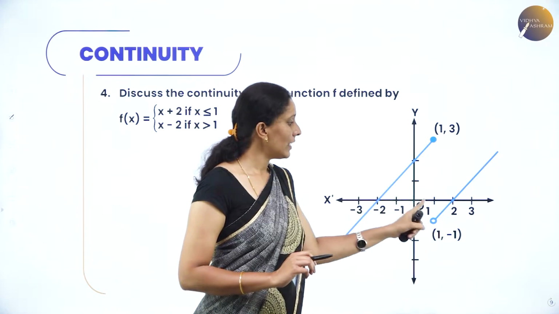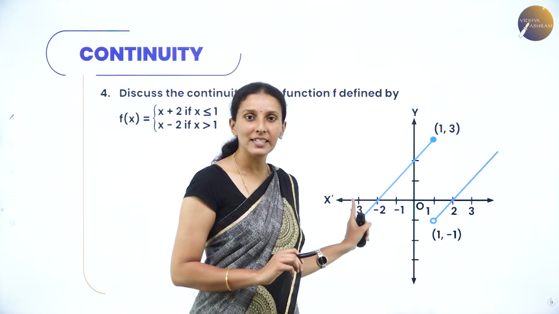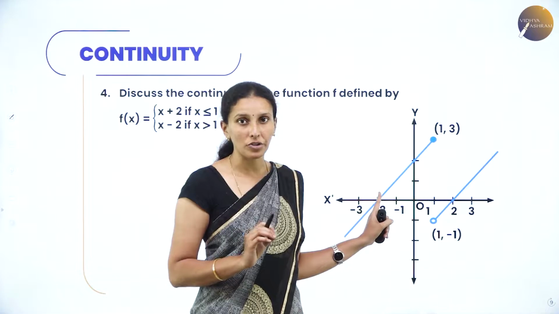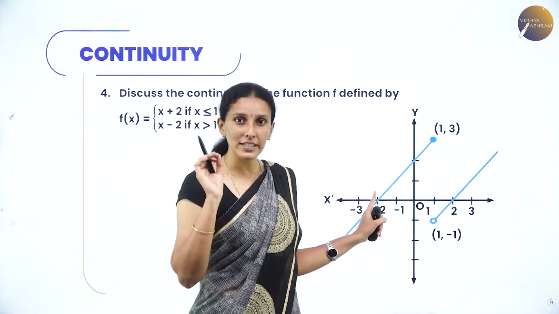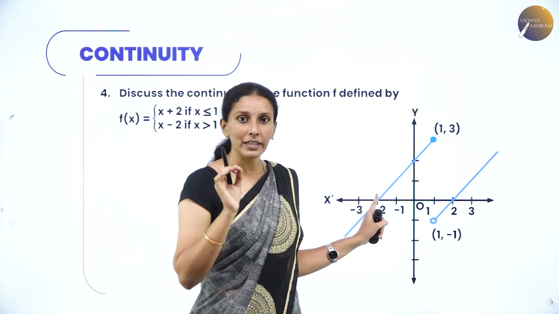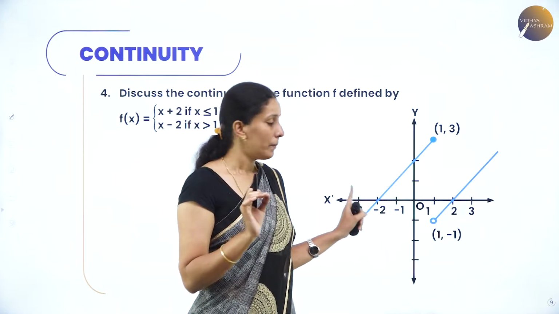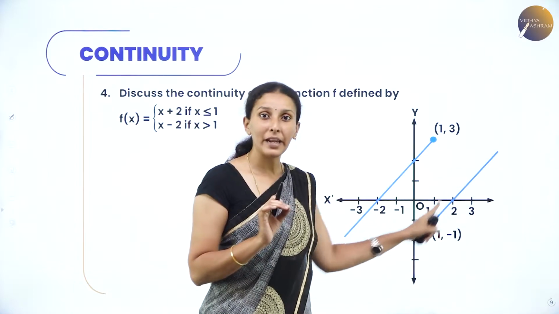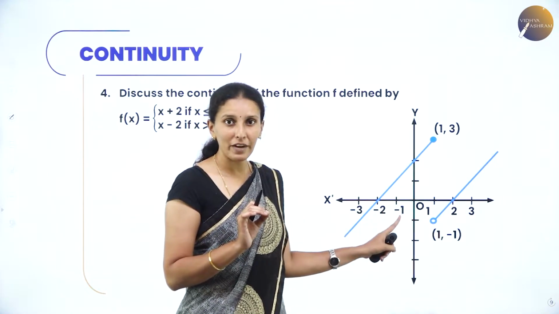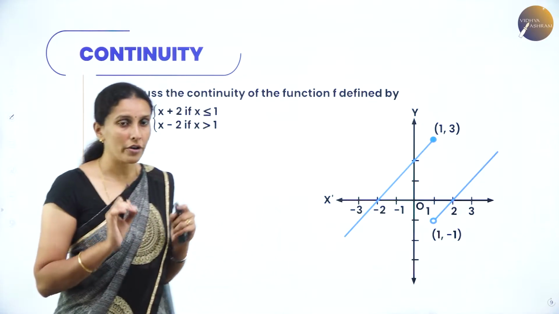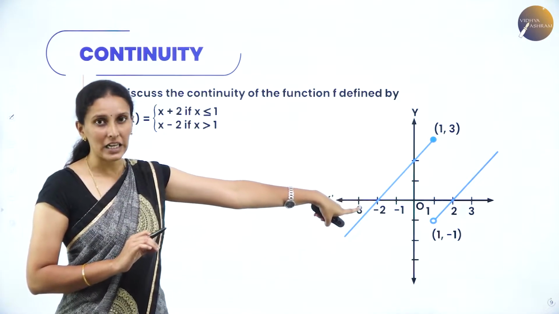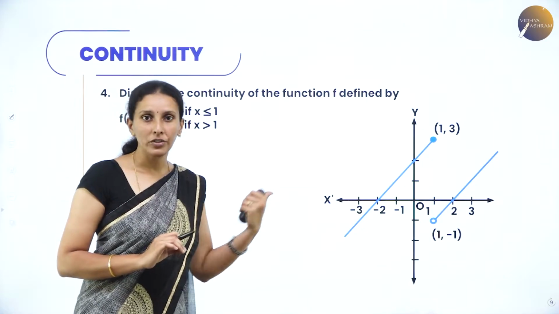And here clearly you can see by the graph, this is an example of a discontinuous function. Why? I have already told you, whenever a function is continuous, the graph can be drawn without lifting a pen. But here we have to draw two separate straight lines to define the function. So this is not an example of a continuous function, or we can say this is a discontinuous function. Now let us prove it theoretically.